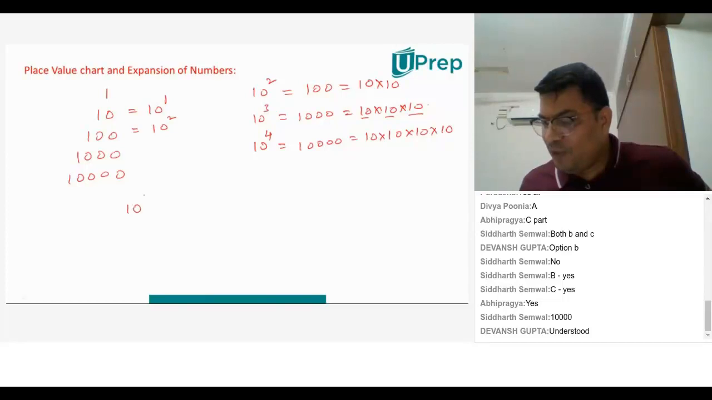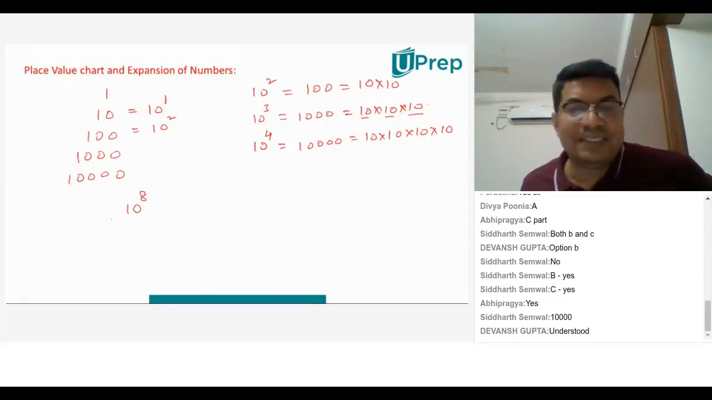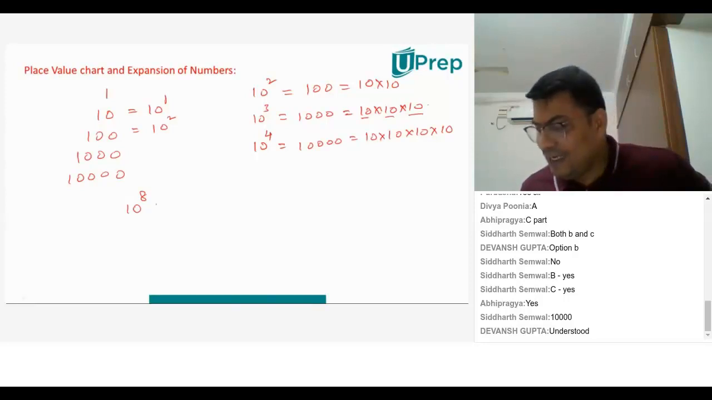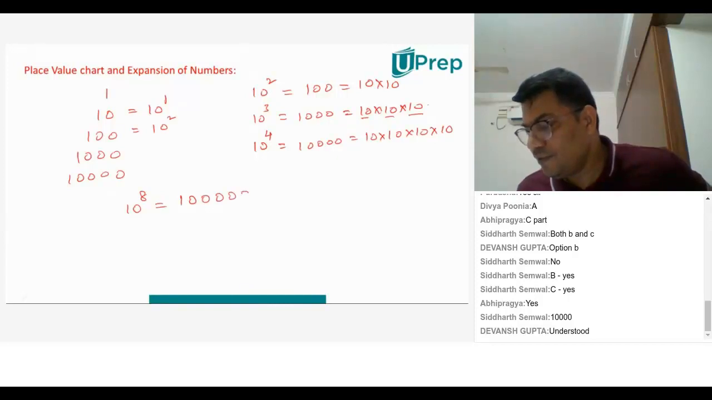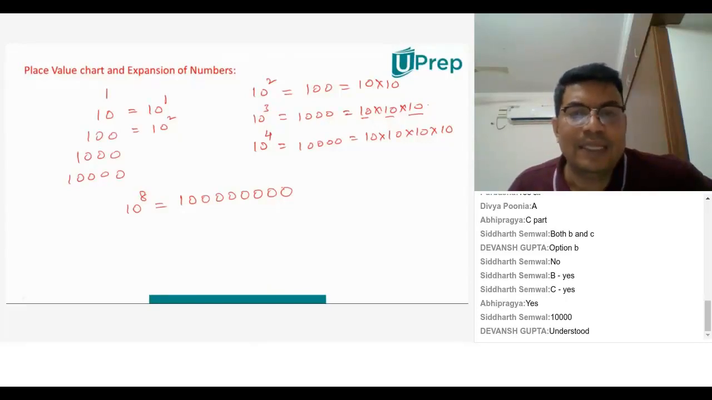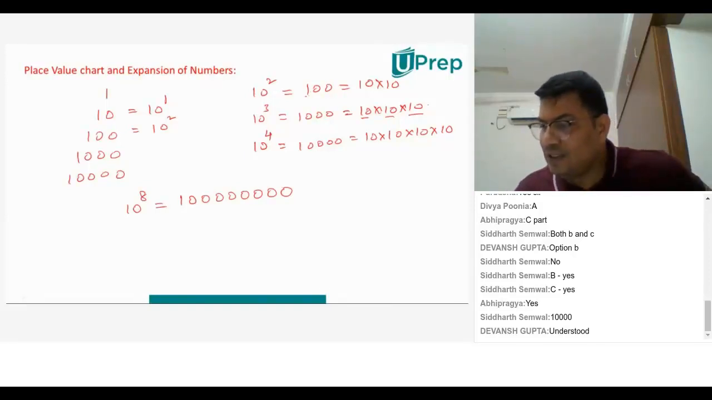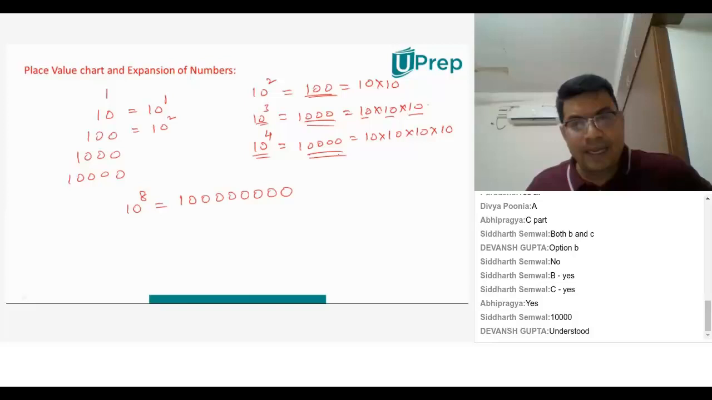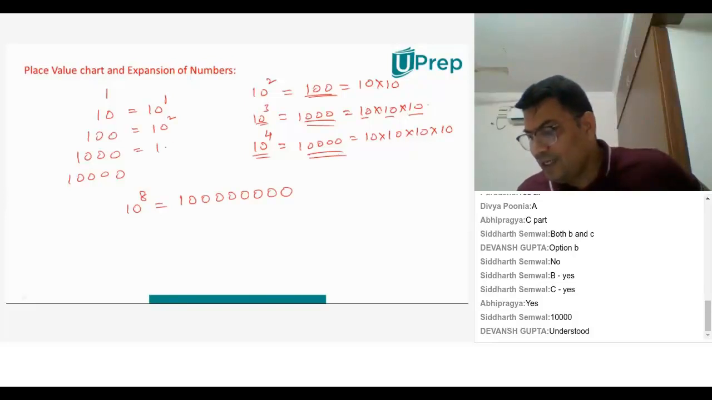When someone says 10 to the power of 8, can I say that it will be 1 followed by how many zeros? 8 zeros. Wonderful. So 10 to the power of 8 is nothing but 1 followed by 8 zeros. You can observe here 10 square is 2 zeros, 10 cube is 3 zeros, 10 power 4 is 4 zeros, right?